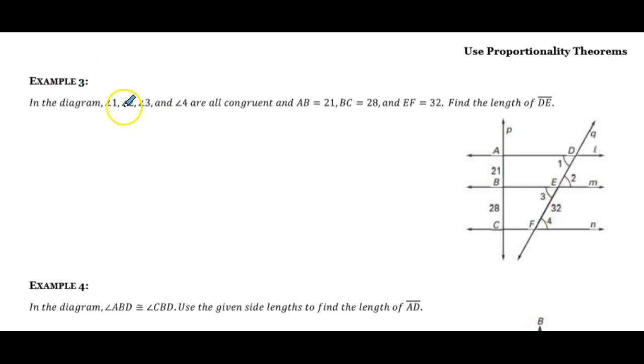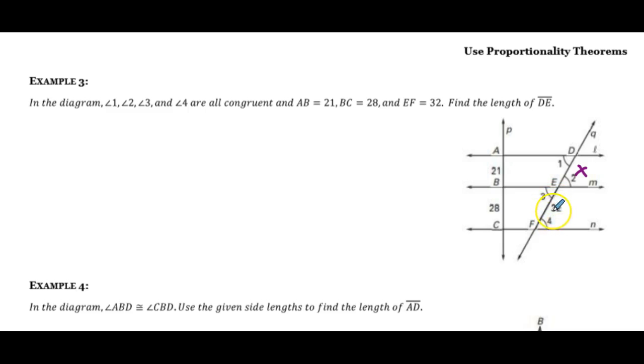So in example 3, we've been given that angles 1, 2, 3, and 4 are all congruent, and these particular segment lengths, and I want to find DE. I'm going to call DE x just so I have a reference for it. But before I can use the theorem we discussed earlier, I have to actually prove that L, M, and N are parallel lines.